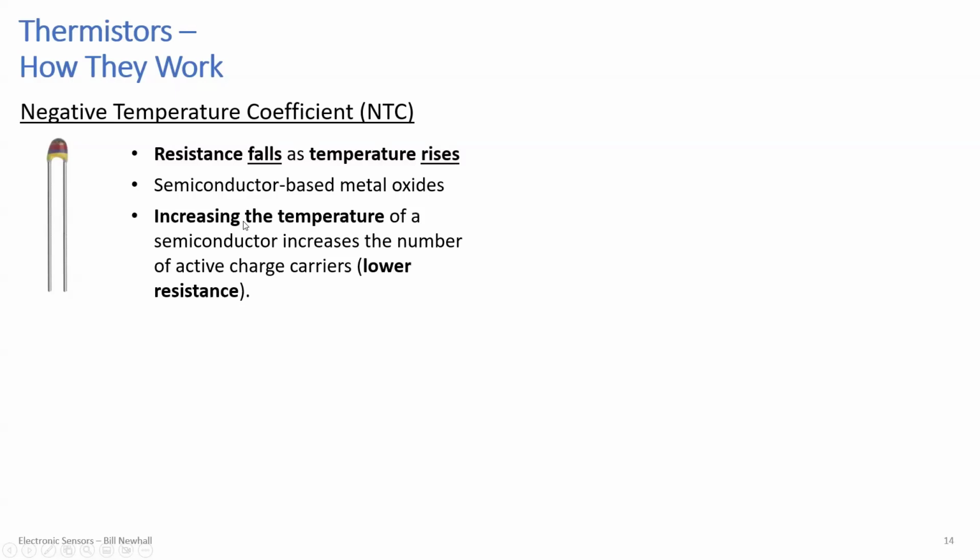And it works like this: increasing the temperature of a semiconductor increases the number of active charge carriers. So if you have more charge carriers in your semiconductor, it's going to look like a lower resistance.